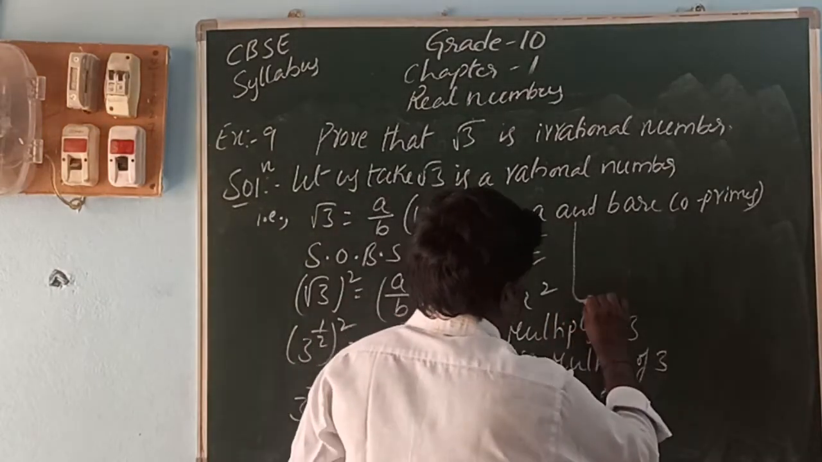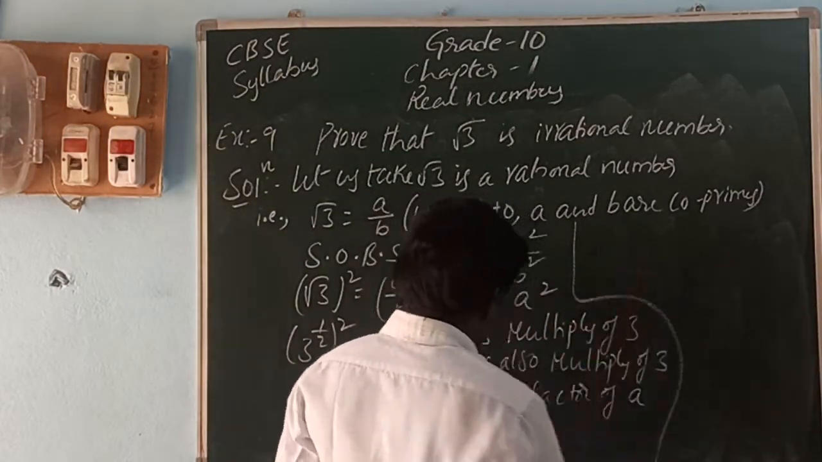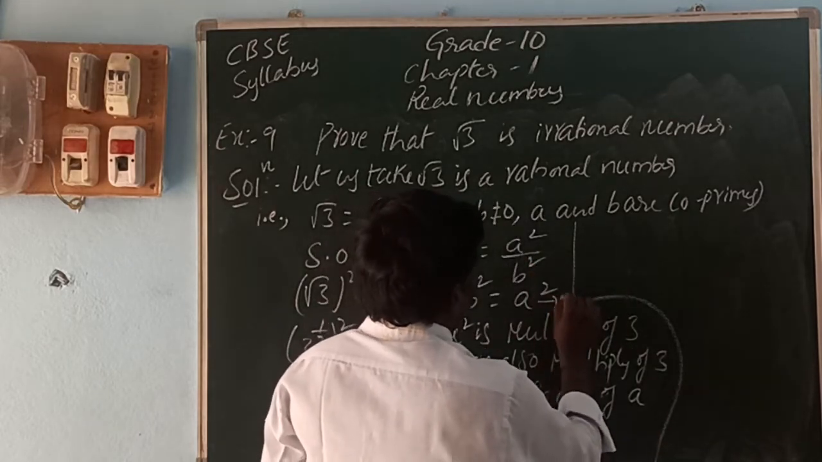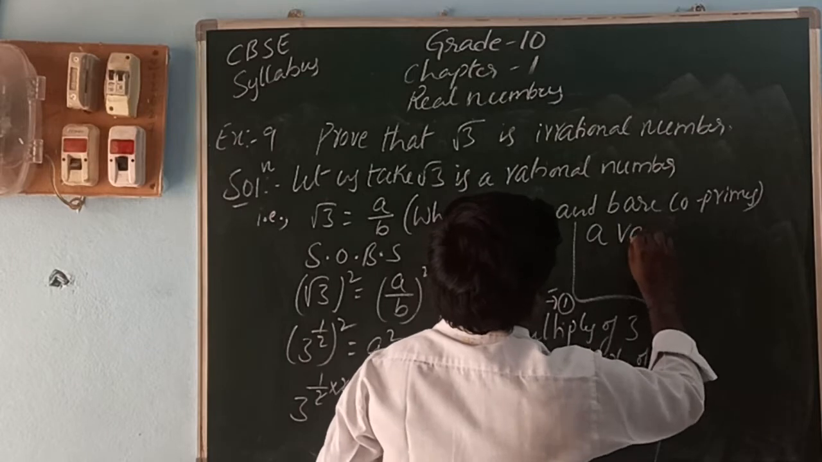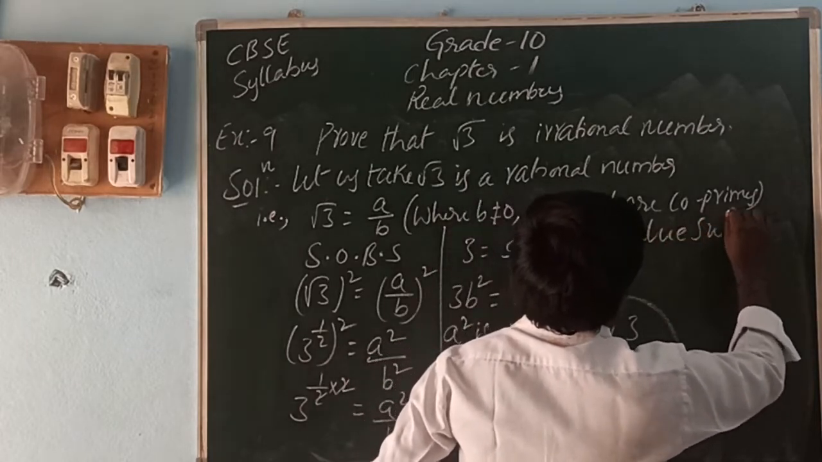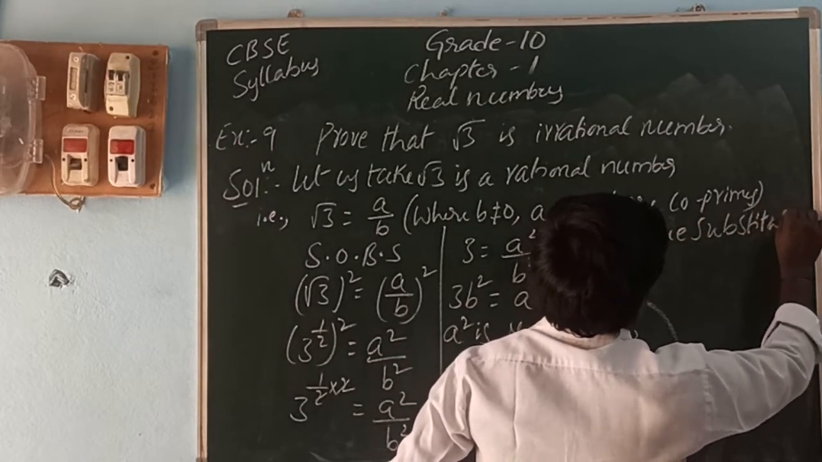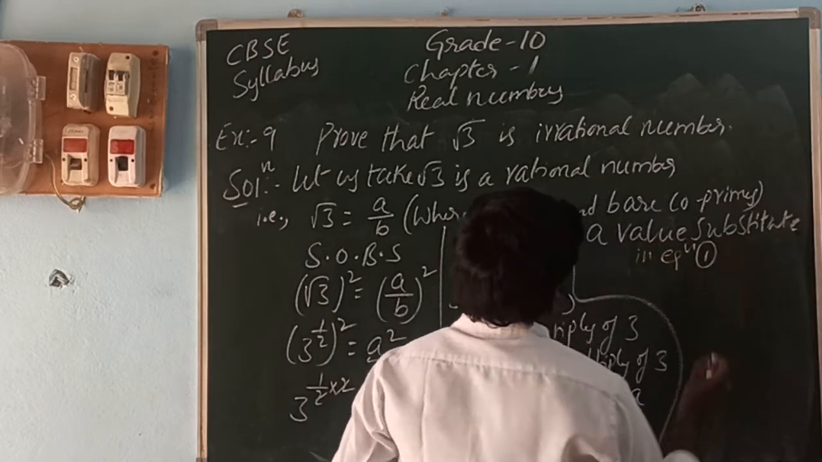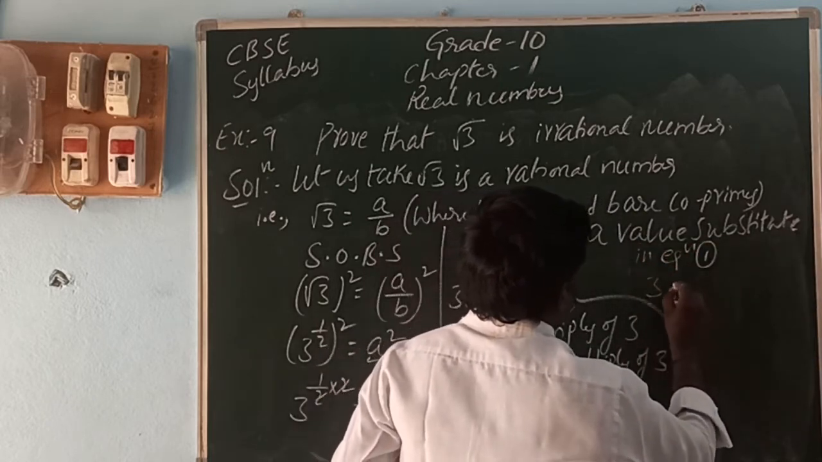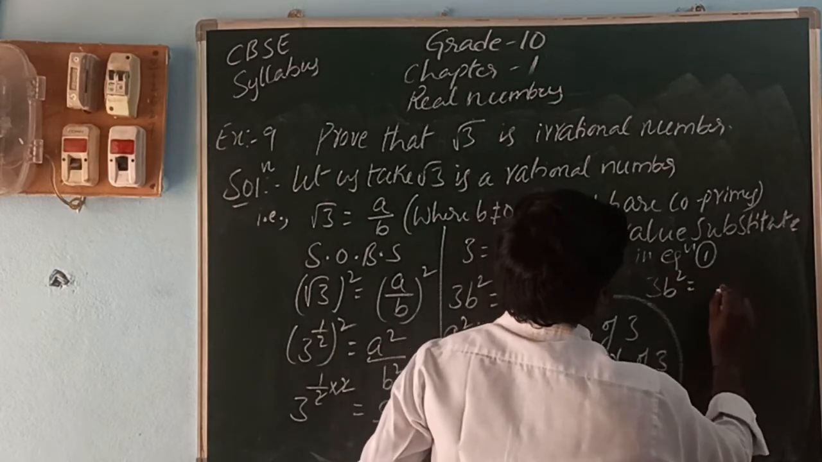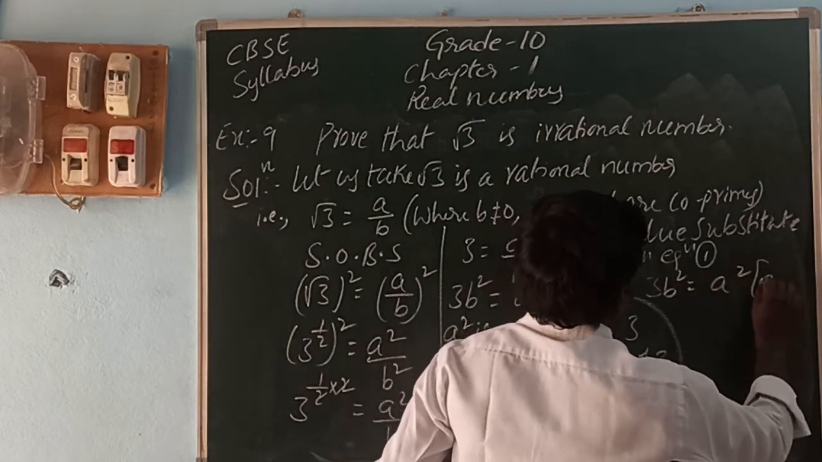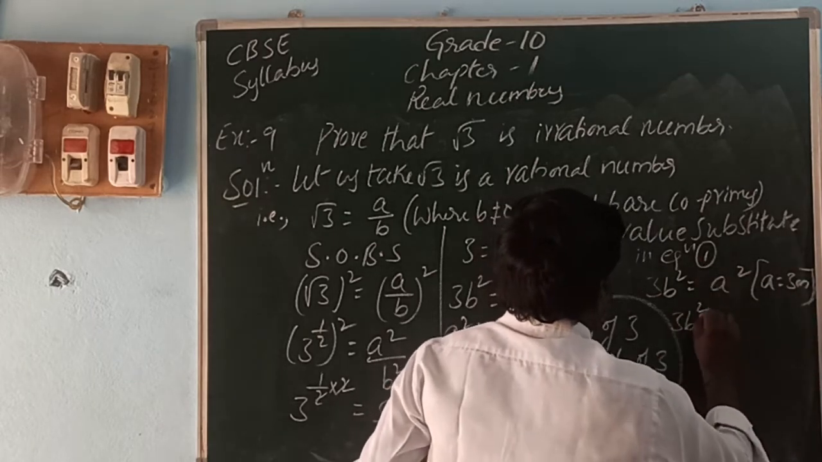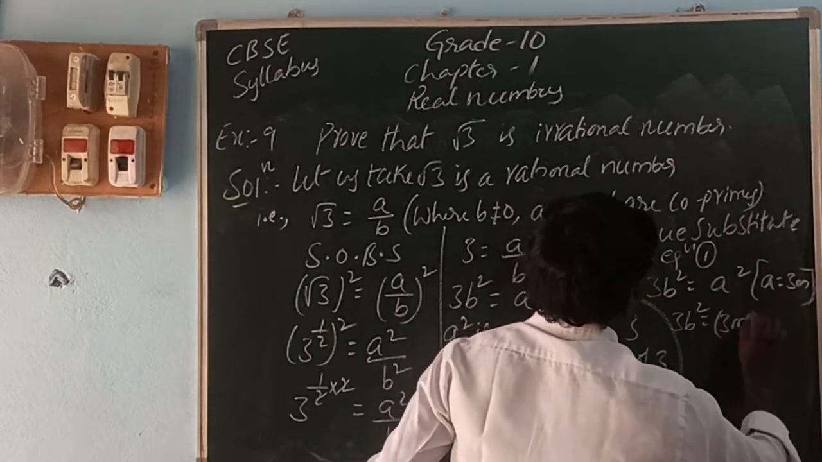Okay, here a is equal to 3m. So the a value you can substitute in equation 1. So here, 3b square is equal to a square. What is the a value? A is equal to 3m. So 3b square is equal to (3m) whole square.